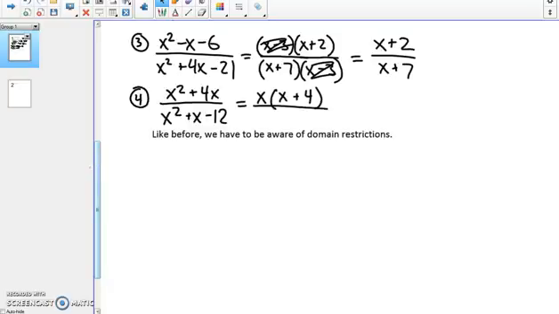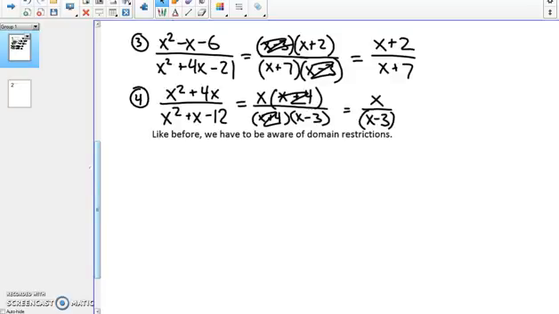x times x plus 4 on top. And then the bottom splits down into x plus 4 times x minus 3. So again, we can see what cancels here, right? The x plus 4 on top and the x plus 4 on bottom are going to go away, leaving us with just x over x minus 3. So again, that's just how we reduce. Factoring is a friend here. It's going to be helpful.